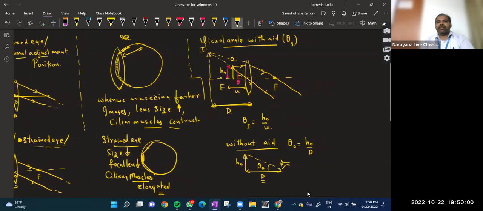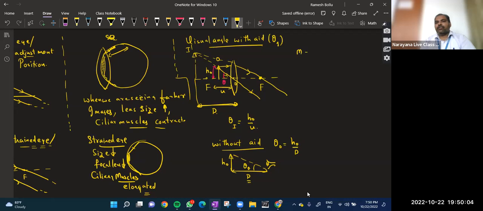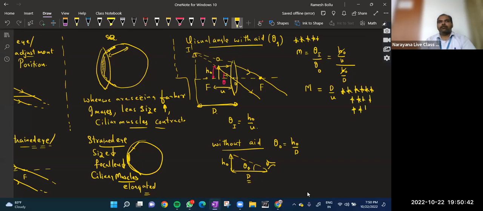So then what is the magnification equal to, students? Magnification equals visual angle with aid by visual angle without aid. Very, very important formula. I'm requesting all to remember at your fingertips, photographic memory. Theta I value how much? Height of the object by U divided by how much? Height of the object by capital D. HO cancels out. So what is the magnification of this simple microscope? D by U. Direct questions will come in your JEE paper. Very powerful formula. Memory is only important. What situation, what formula you have to select, that only is important, students. Is my point clear? Okay.